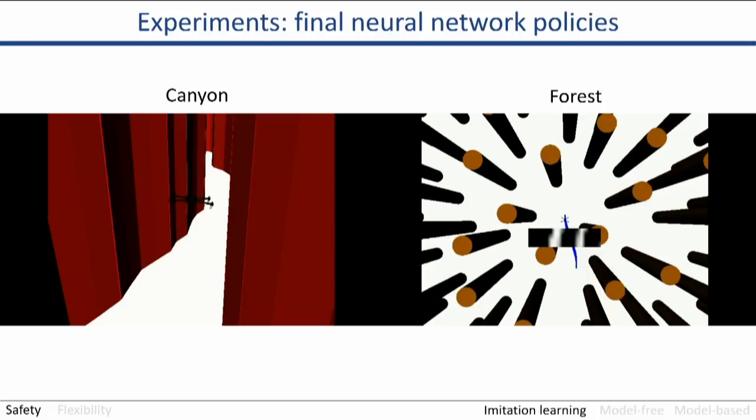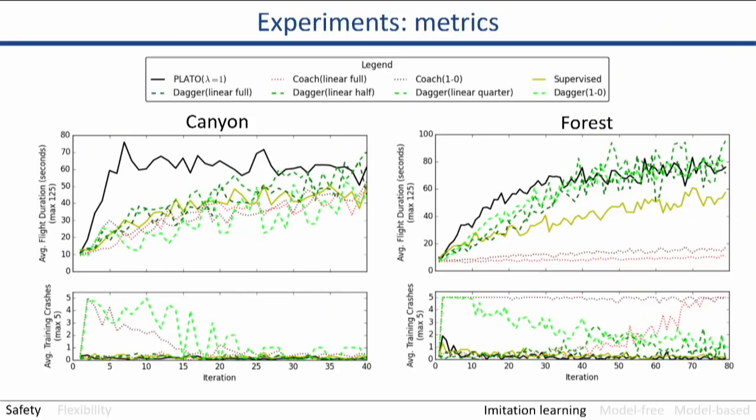But the thing that we care about is actually the training process. How did we actually get the data in order to train this policy? So here are the two environments, the canyon and the forest that you just saw, and this shows the performance. In black is Plato, and all the other lines are other methods, and higher is better. So as it goes on, it's able to learn better and better.